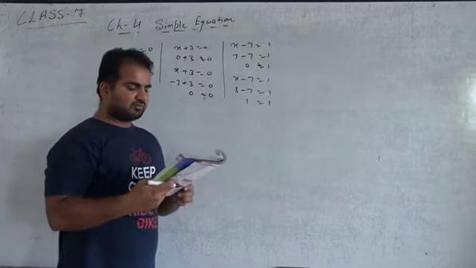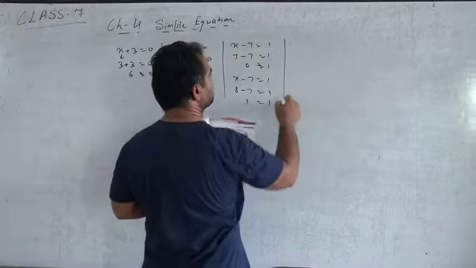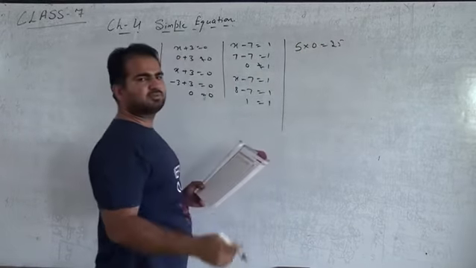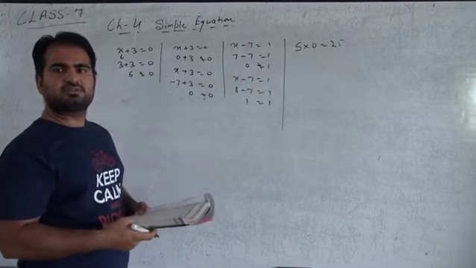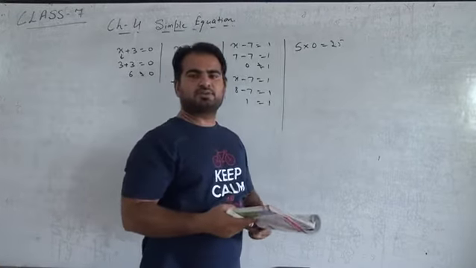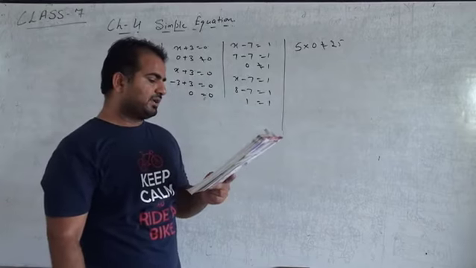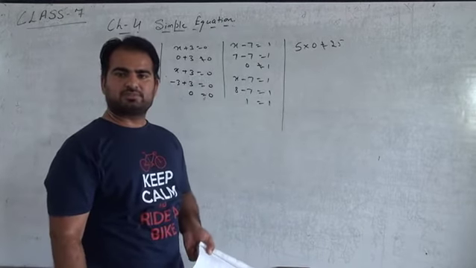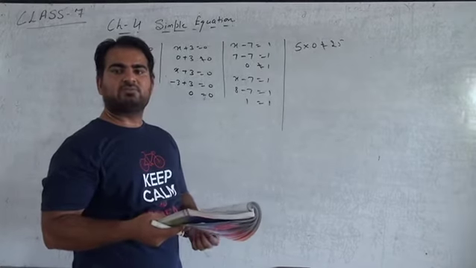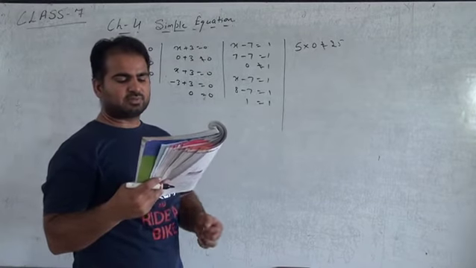So it is satisfying the equation. Next is what we have to do? We have to place 0 at the place of x. So 5 into 0 equals to 25. Is it possible or not? Because 5 into 0 is 0. So 0 is equal to 25. Is it possible? So no. Next is 5 into 5 equals to 25. Is it possible? Yes. Next is minus 5 into 5. It will be minus 25. And minus 25 is not equal to 25. So it is not possible.